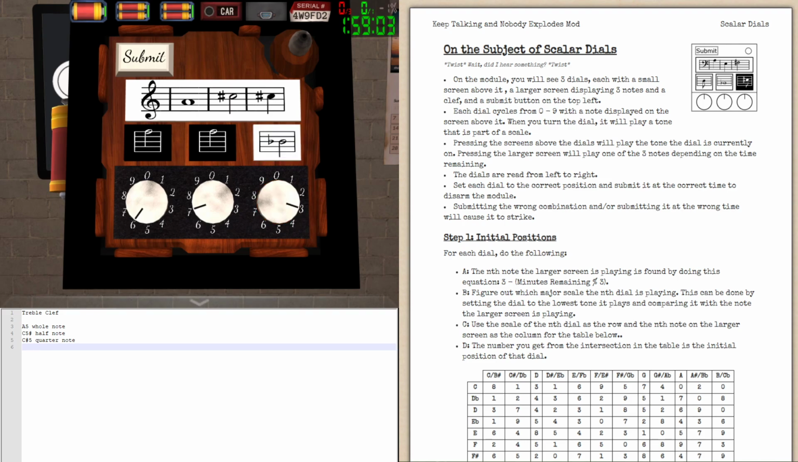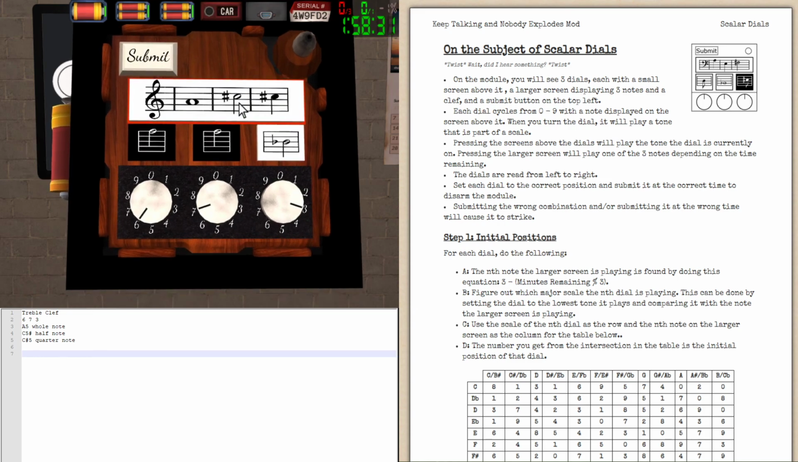Okay, my notes are at 673. Alright, if I can calculate this right, that's 60 plus 58, 118. 118 is not divisible by 3, so the modulus would be 1. 3 minus 1 is 2, so the second note is being played. Okay, so the second note is C sharp.